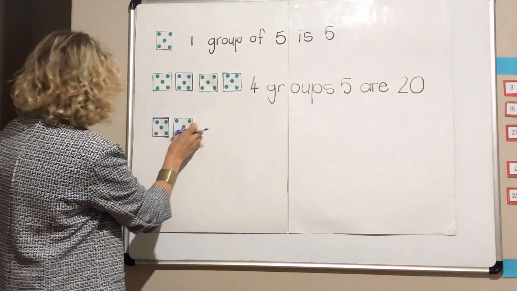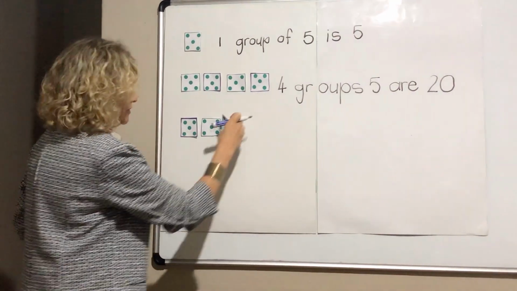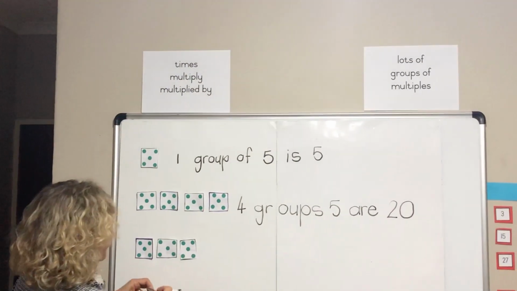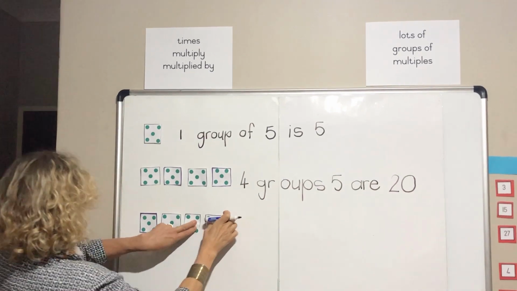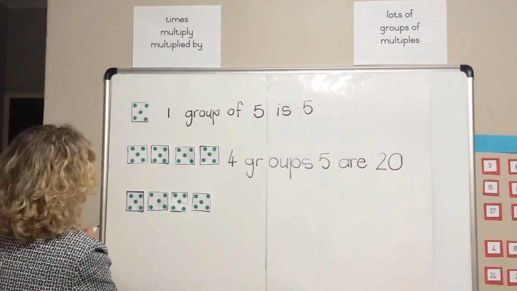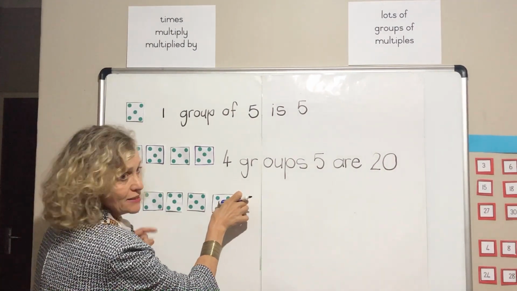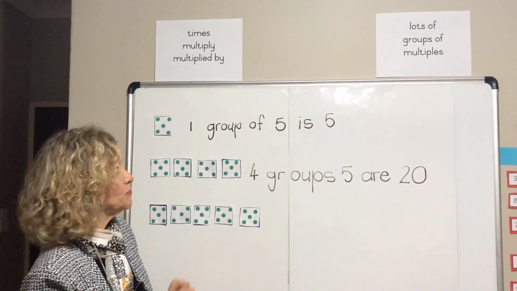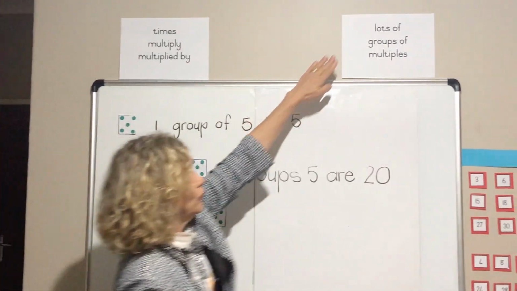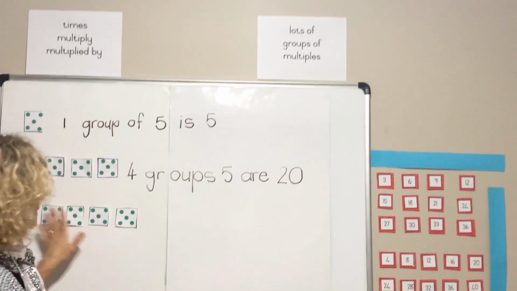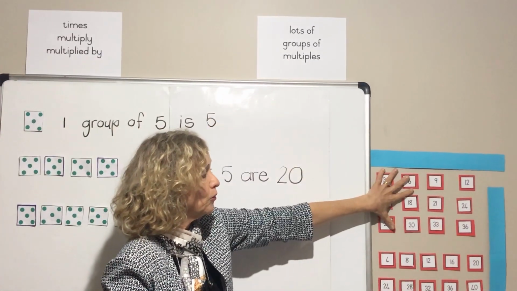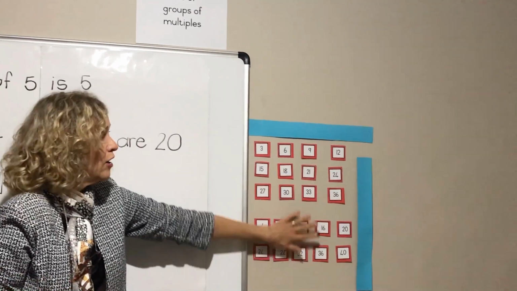Instead of groups of, you can also say lots of. At the top there is the word lots of. Groups of and lots of, it all means the same thing, right? There are many words in multiplication, of which we have lots of. Lots of means the same as groups of. Multiples are all the answers of the times tables.